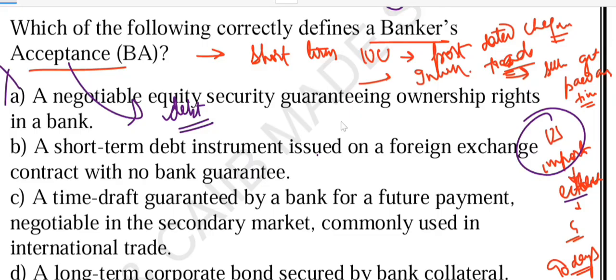What about option B? A short-term debt instrument issued on a foreign exchange with no bank guarantee. See, this is wrong. "No bank guarantee" is wrong. Actually, the whole point is the bank promise. This is the whole point.